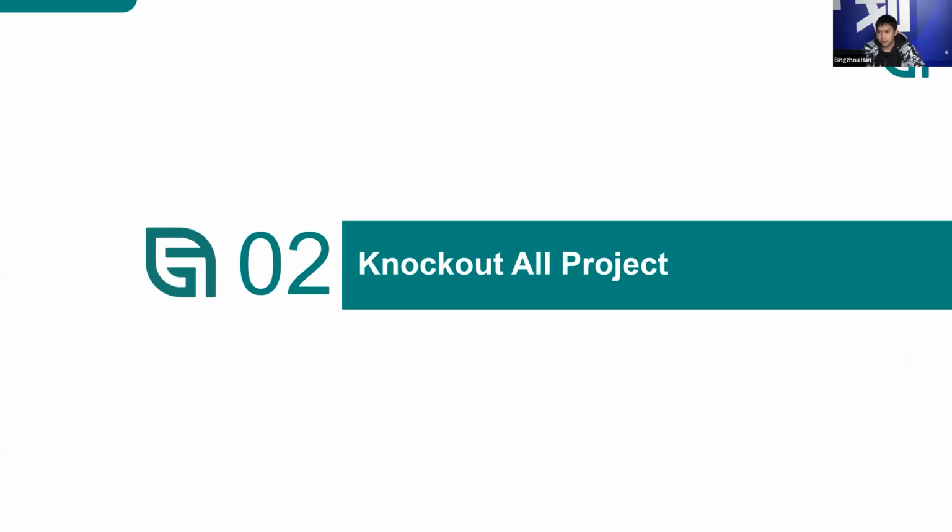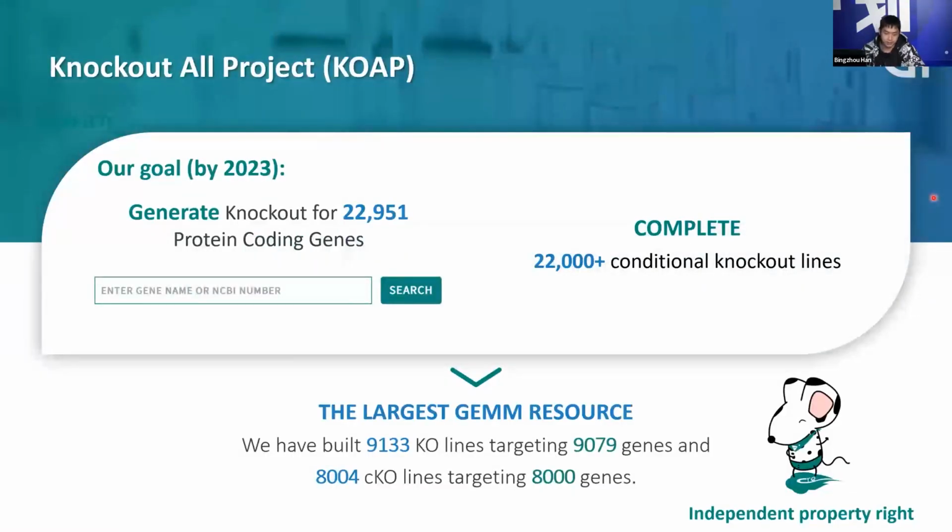Since we have very good CRISPR-Cas9 based strategies and techniques, we launched an ambitious project in 2018, called the Knockout All project. Our goal in 5 years is to generate knockouts for all the protein coding genes in mice, nearly 23,000 of them, and simultaneously complete over 22,000 conditional knockout alleles, most of them floxed alleles. After we complete this project, we will become the largest mouse source in the world, and all the strains we have will have independent property rights.